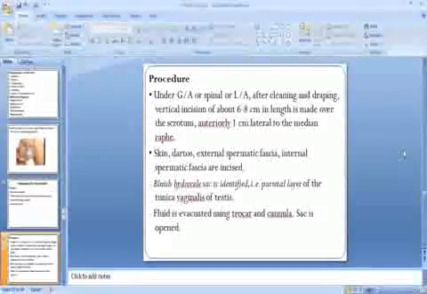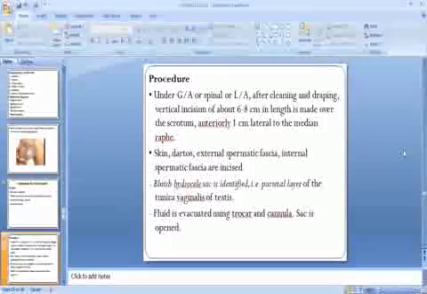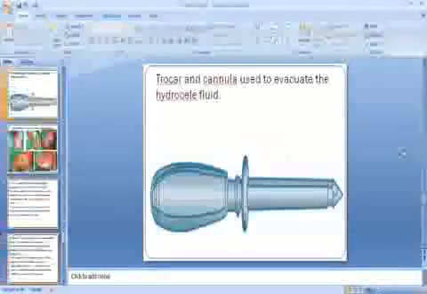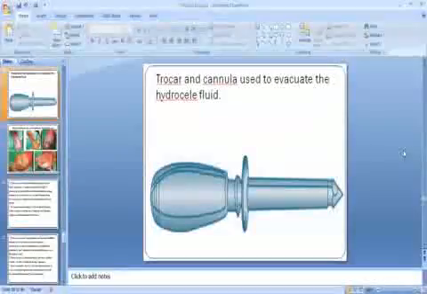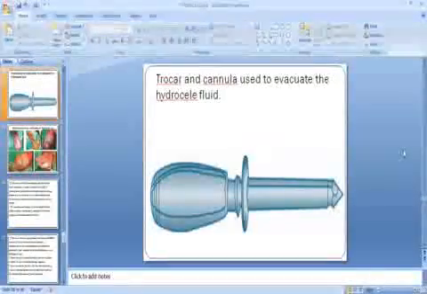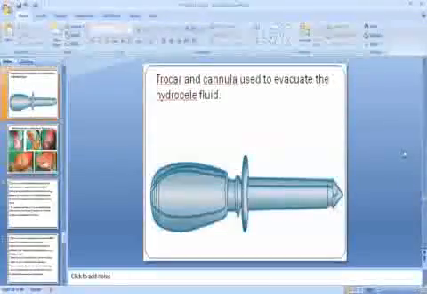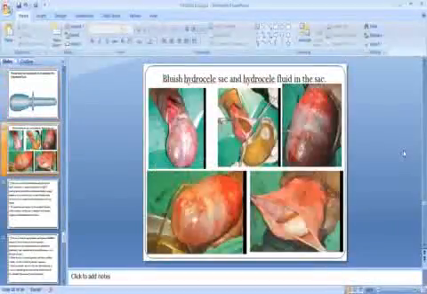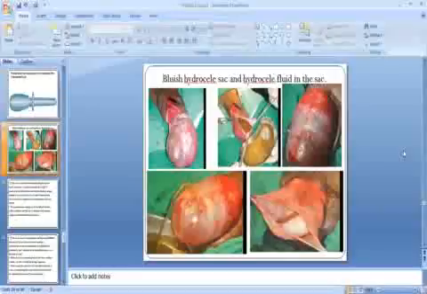The loose hydrocele sac is identified. Fluid is evacuated using trocar and cannula. The sac is opened. You can see this is the trocar and cannula used to evacuate the hydrocele. In this picture, you can see the loose hydrocele sac and hydrocele fluid in the sac.